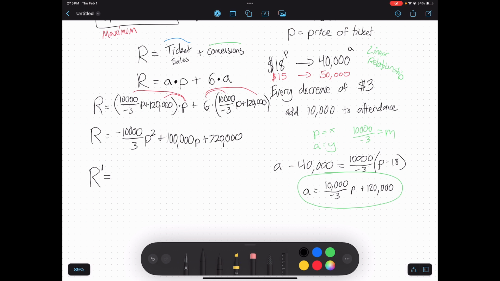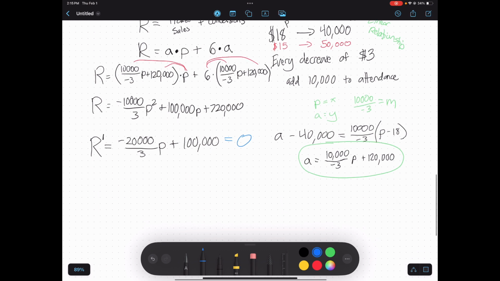I get negative 20,000, right? Because I have to multiply it by 2 using the power rule. Negative 20,000 over 3 p plus 100,000. And then I'll set it equal to 0. Solve for p, and you end up getting p equals 15.